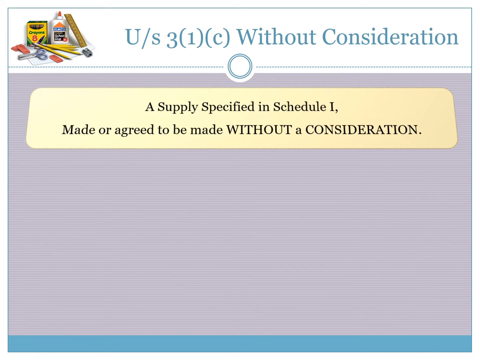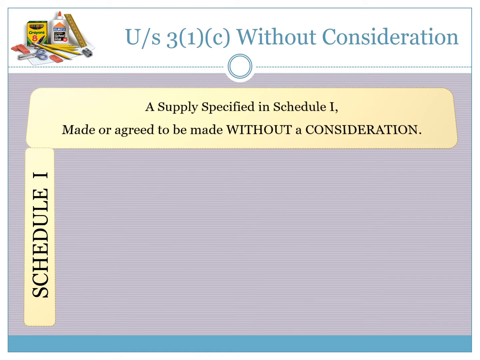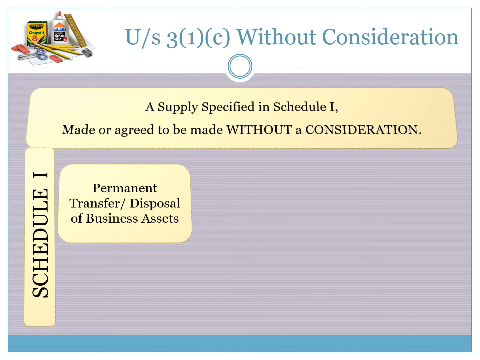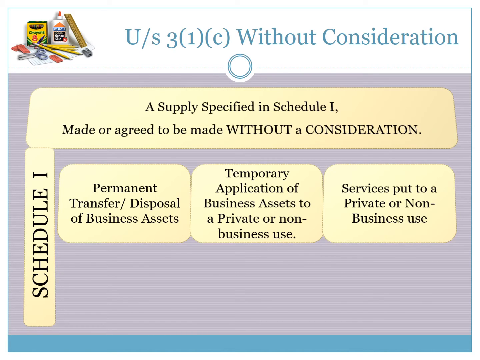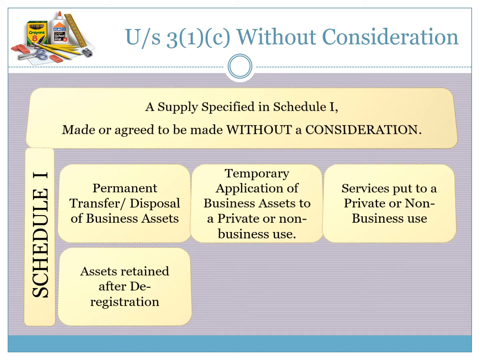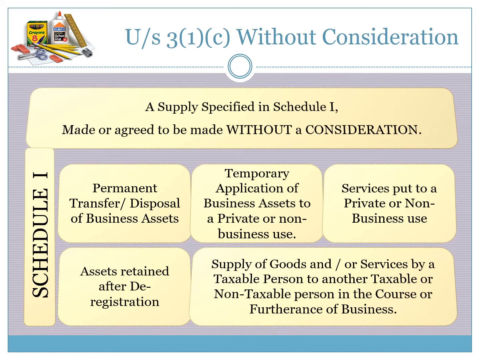Now comes the third part of the definition. Under subsection 1C of section 3, a supply which has been specified in schedule 1, made or agreed to be made without a consideration, will be included in the definition of supply. So, we move on to schedule 1 to know that it includes the following matters: permanent transfer or disposal of business assets, temporary application of business assets to a private or non-business use, for example, use of firm's car for shopping, services put to a private or non-business use, for example, use of company's data bandwidth for personal use, assets retained after deregistration. Please note that there is no transfer involved in this case.